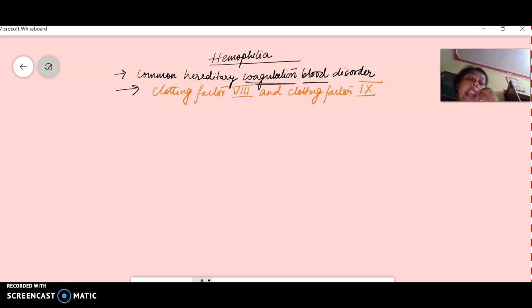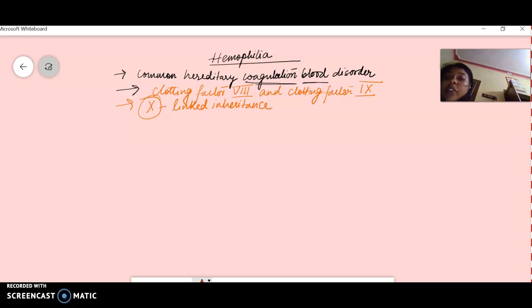And since it is a hereditary disorder, we need to know the pattern of inheritance, and the pattern of inheritance of this disease is X-linked inheritance. So you know that this particular disease is associated with the X chromosome. Hemophilia is a bleeding disorder that slows down the blood clotting process.